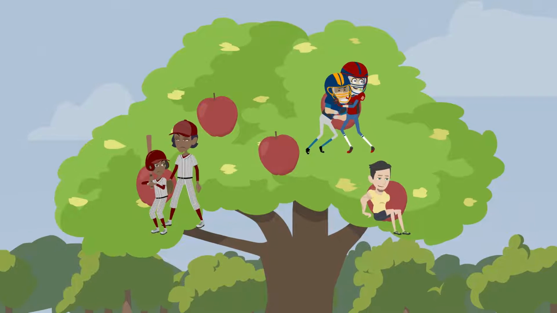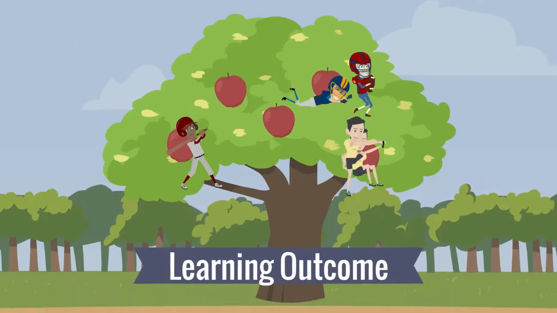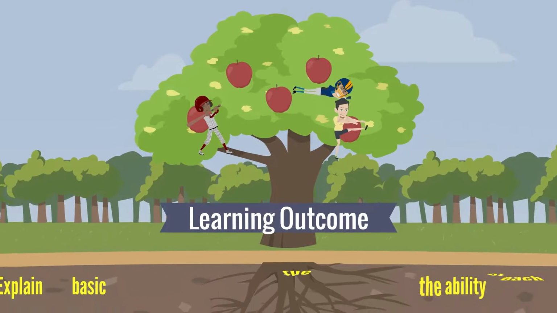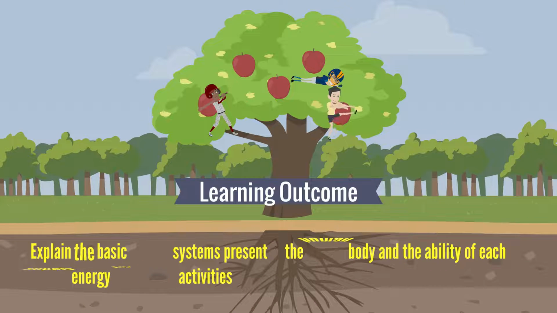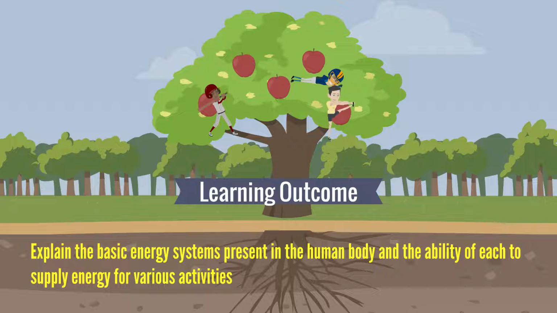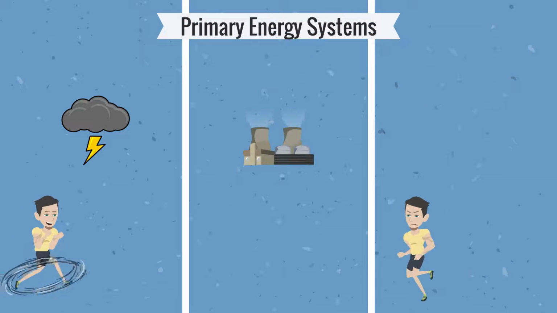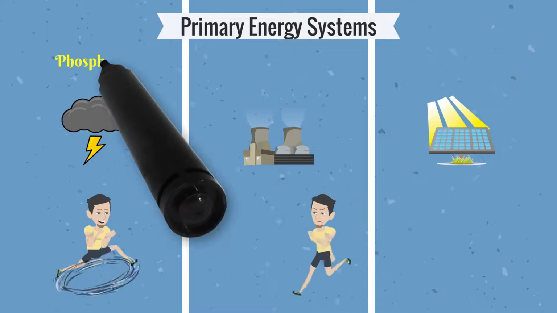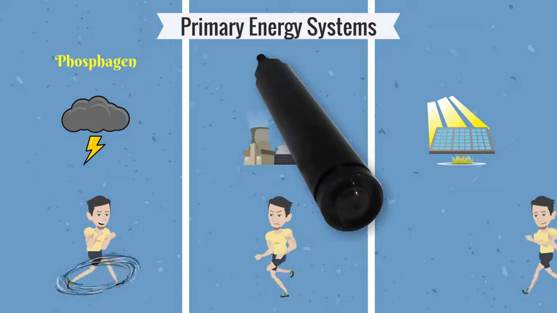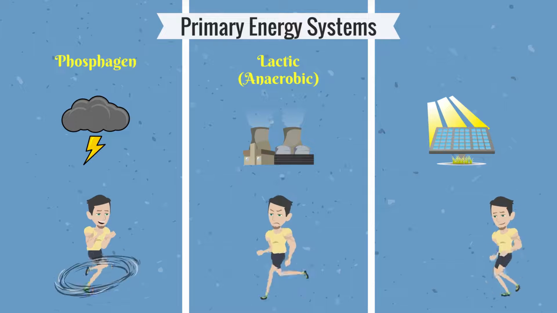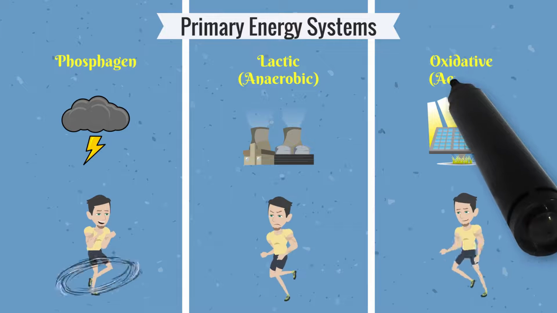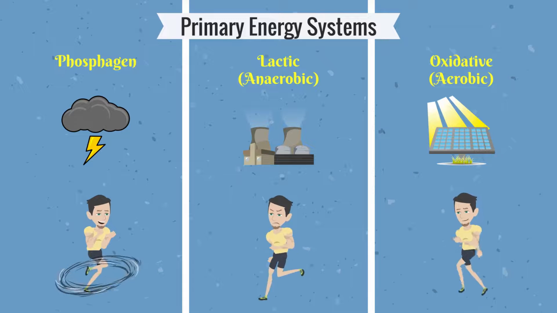The learning outcome of this video is for you to be able to explain the basic energy systems present in the human body and the ability of each to supply energy for various activities. Three primary energy systems that supply the body with ATP for physical activities include: first, Phosphagen System; second, Lactic System or Anaerobic Respiration; and third, Oxidative System or Aerobic Respiration.